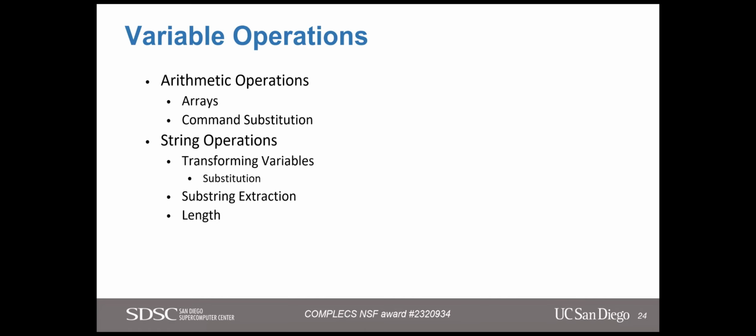So let's talk about variable operators. We mentioned that our variables do not have data types, so how they are interpreted is going to be based on the operations that are put on them. We can have arithmetic operations and we can have string operations. The arithmetic operations can contain things such as arrays and command substitution. The strings will allow you to transform variables. You can do string substitution or string extraction. You can also check the length of a string using these things.